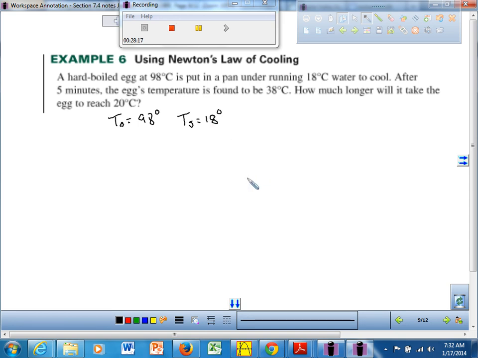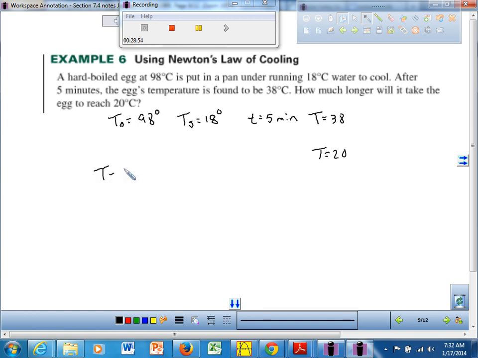After 5 minutes, what's that? Time, our lowercase t, is 5 minutes. The egg temperature is found to be 38 degrees Celsius. How much longer will it take for the egg to reach 20 degrees Celsius? So that is a second capital T that they've given us.